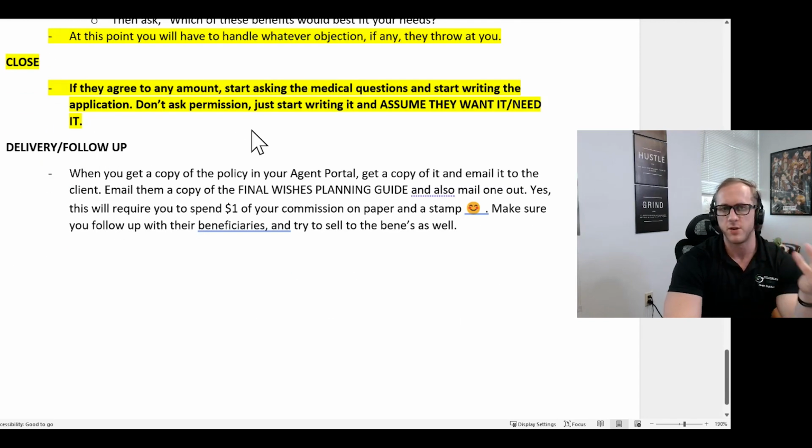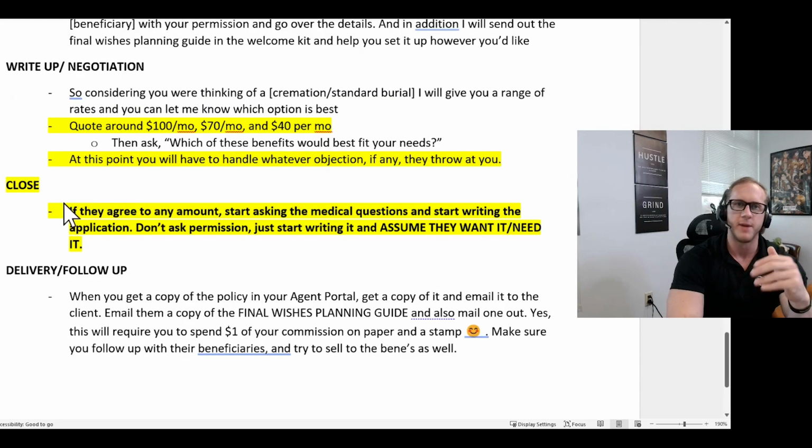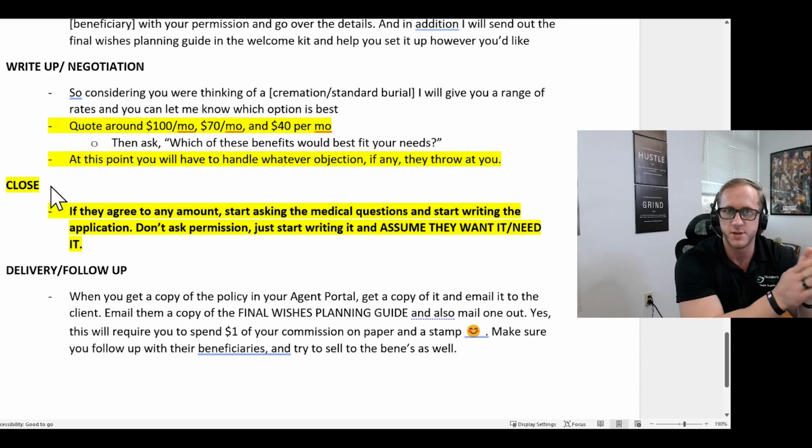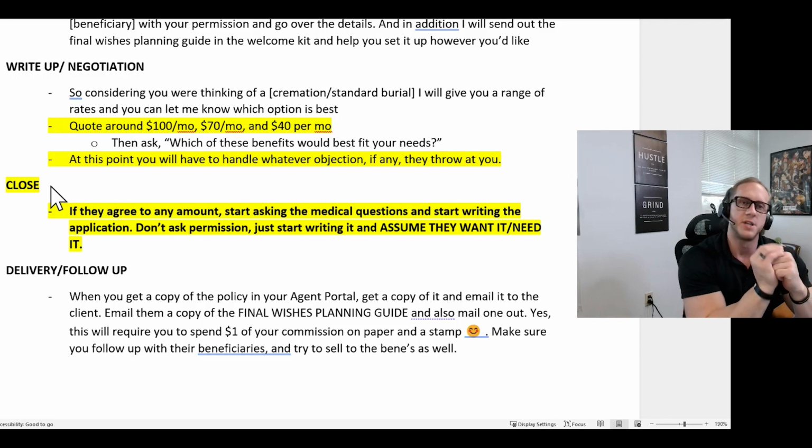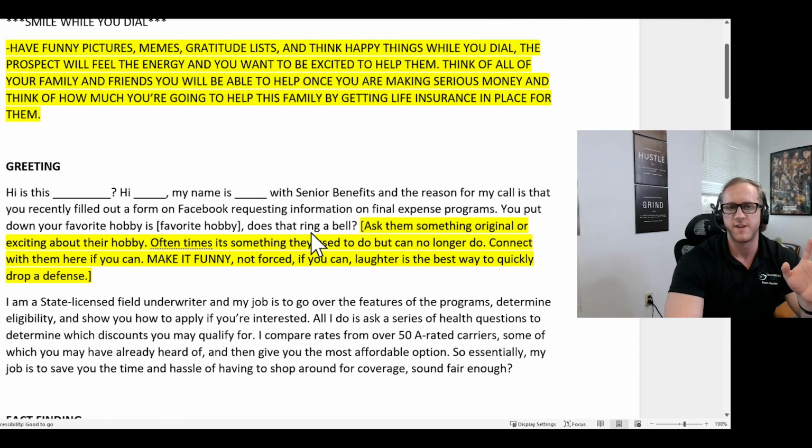And then at that point, if you make a sale, you want to follow up with them. If you don't make a sale and you're really close and you think that they're going to be a buyer, put them on that red zone hot list that I talked about and make sure that you stay in touch with them and follow up with them consistently. So this script made me a ton of money. I think that anybody can use this and make sales selling final expense Facebook leads over the phone.